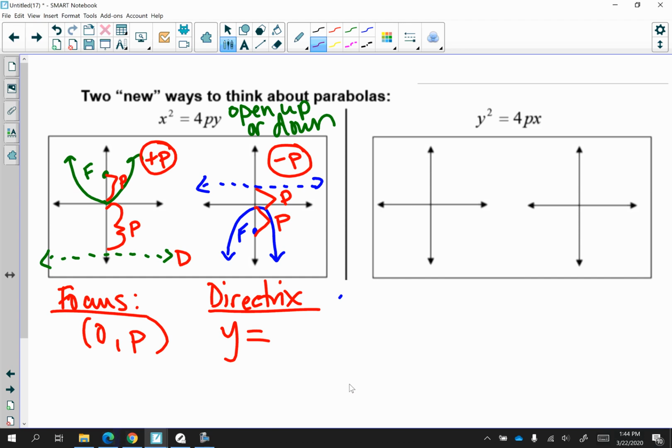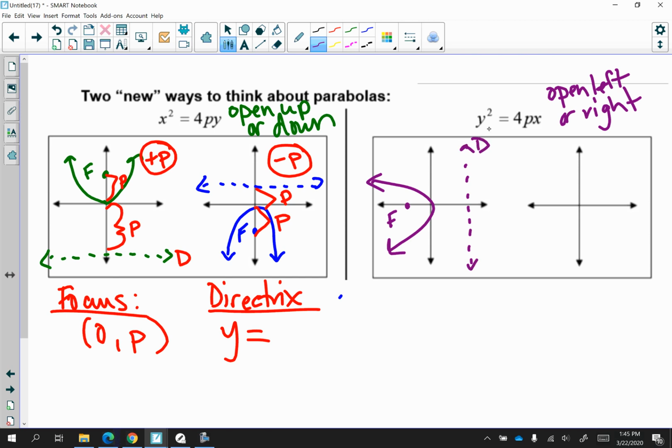Next, you have y squared is equal to 4px. That is either going to open left or right. So let's focus here on opening left. Again, remember your focus is inside. Your directrix goes through the x-axis. And for this, your p-value is going to be negative. And remember, your p-value is the distance from your focus to the vertex and the vertex to your directrix.